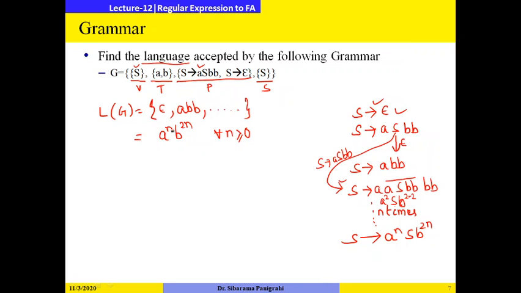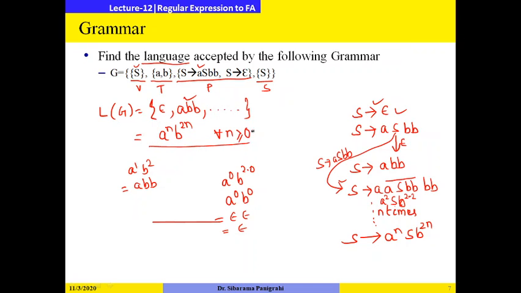When n equals 0, what will I get? a to the power 0 b to the power 2 into 0, that is a to the power 0 b to the power 0, which gives epsilon. Now if I put n equal to 1, what will I get? a to the power 1 b to the power 2, which is nothing but abb. So this string you will get, and similarly all the strings. What is the language accepted by this grammar? It is a to the power n b to the power 2n for all n greater than or equal to 0.